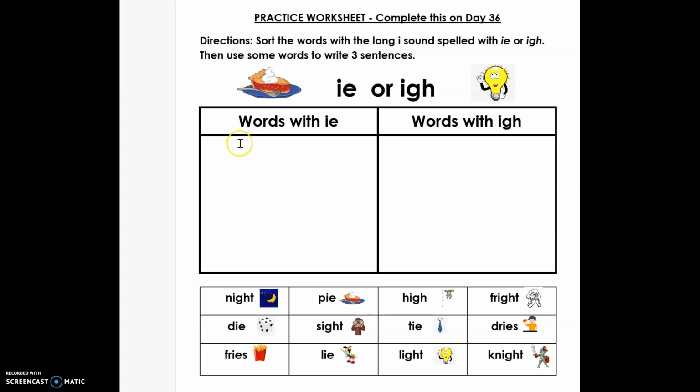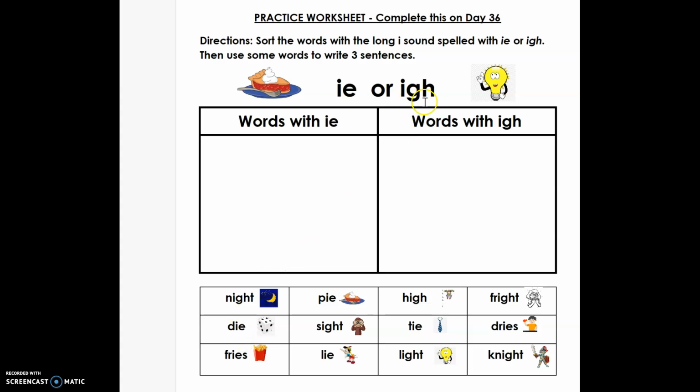In your packet you have this sort. So you're going to put all the words with IE in this column and the words with IGH in this column. So IE, like in pie, makes the long I sound. The two vowels together make the long I sound. Pie. Okay, and then die, lie, tie, dries.